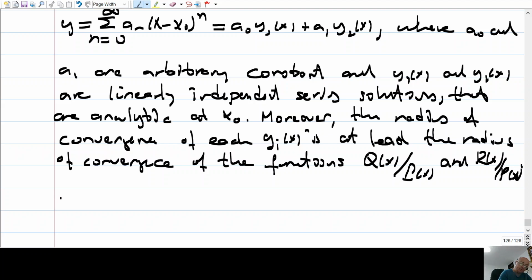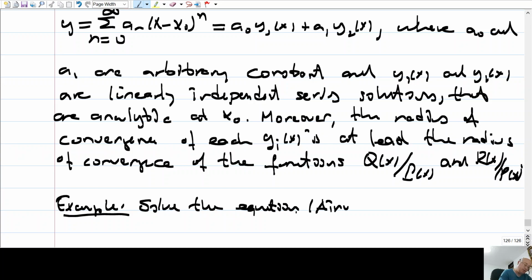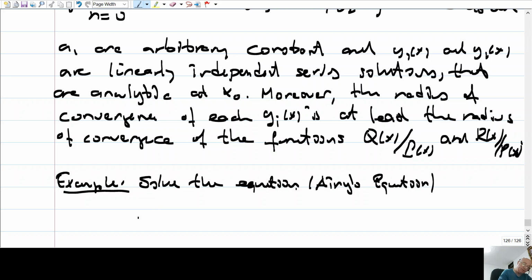Peki şimdi bir örnek yapalım. Let's do an example. So, solve the equation, Airy's equation. What is this? Y double prime minus x times y equals 0 for x.